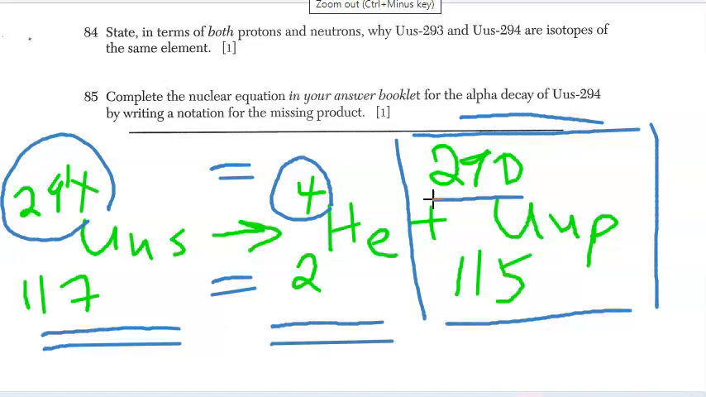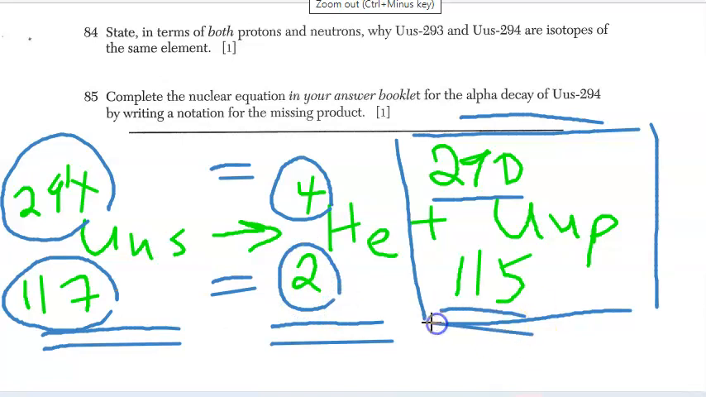And then for the atomic number, we started with 117 on the left. On the right, we had 2. Well, what number plus 2 equals 117? That's 115. That atomic number, remember, that's the atom's social security number. It also gives you the identity of the element, which you would look up on the periodic table, which is listed on the Regents reference table as capital U, lowercase u, and a P.